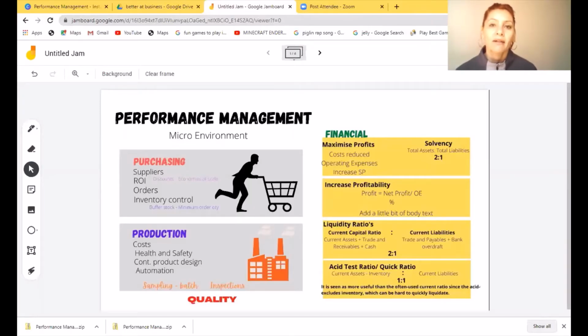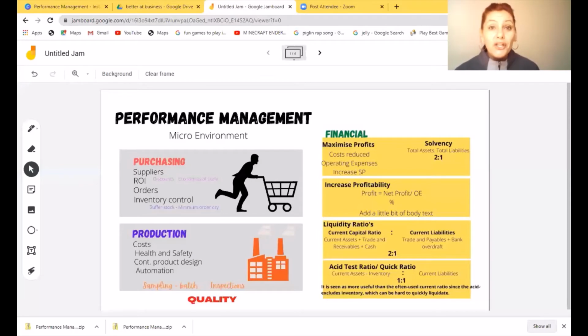Then product design. So you will be working very closely with marketing. Marketing comes up with a new oil for engines and says, you know what, this oil is so amazing, it will clean out your engine. You will then, as the factory manager, the production manager, make sure that you are able to produce what marketing has said with the specific ingredients, etc.